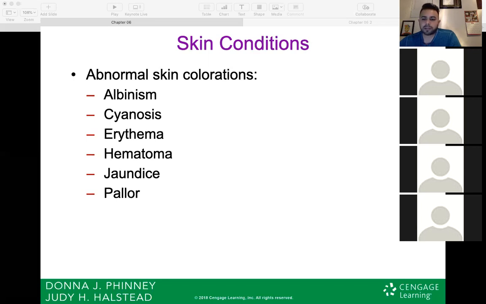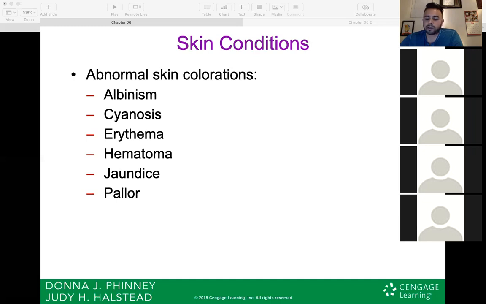Cyanosis is another skin condition that is when the body or the skin turns blue when there's not enough oxygen in the body or the blood. An erythema, erythema. I'll have to look at what erythema is. I'm not really too sure off the top of my head, but it's in your book. A hematoma is just a bruise. Jaundice is a yellowish color of the skin.